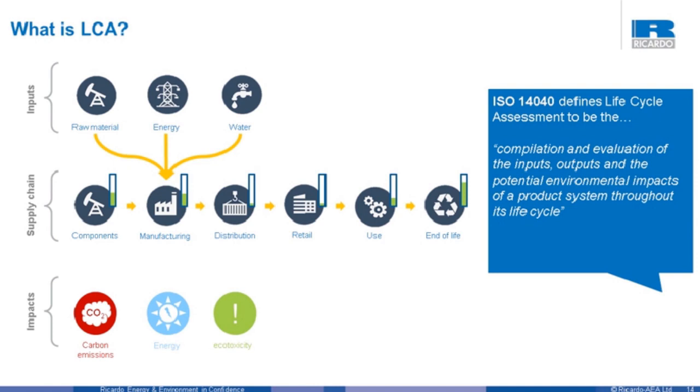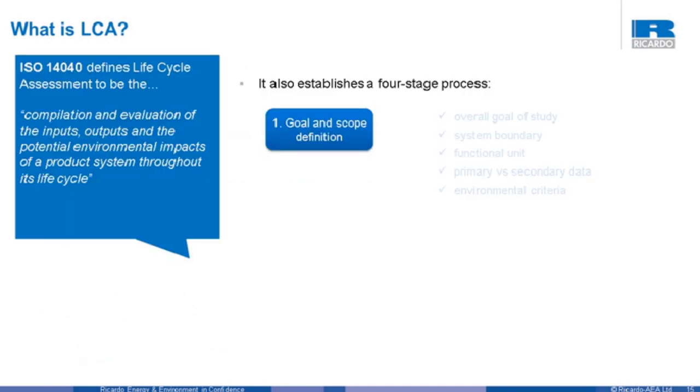So ISO 14040 also establishes a 4-stage process for undertaking life cycle assessments. The first step being goal and scope definition, and it's here we specify the question we're trying to answer. What is the boundary of the system that we're going to investigate? What's the functional unit of our study? Are we going to use primary data or secondary data? And what are the environmental criteria that we're going to assess our product or service against?